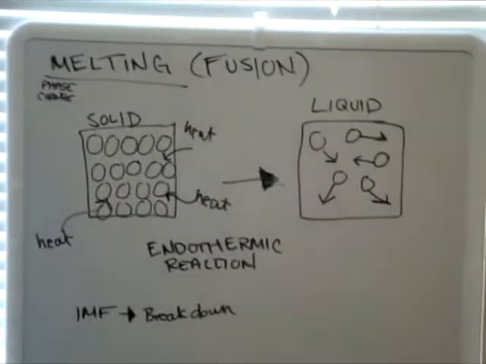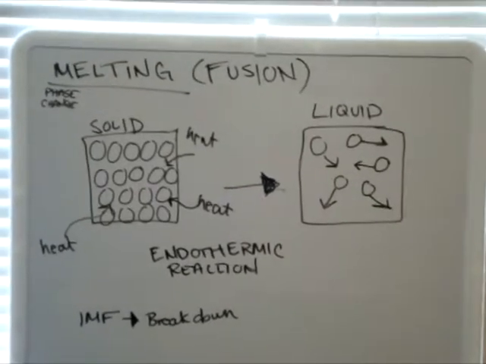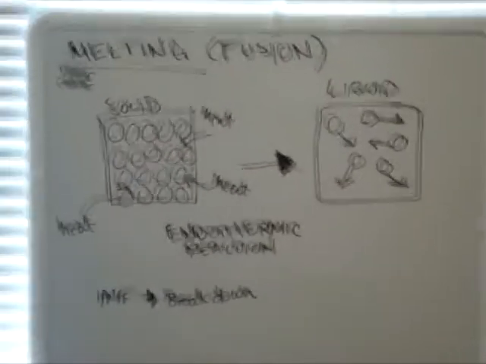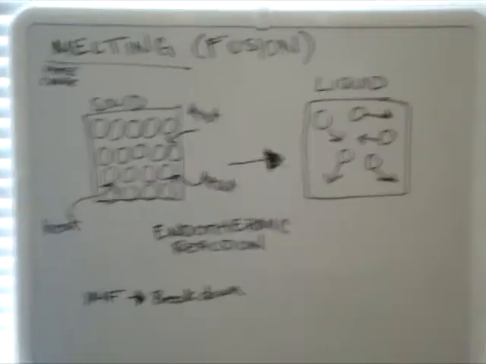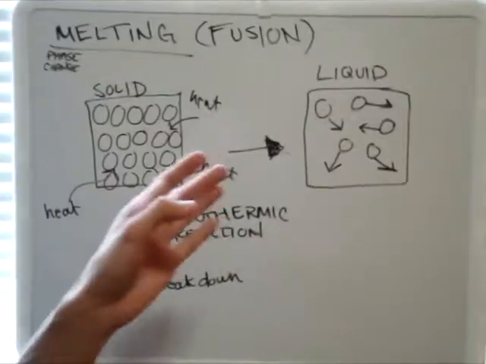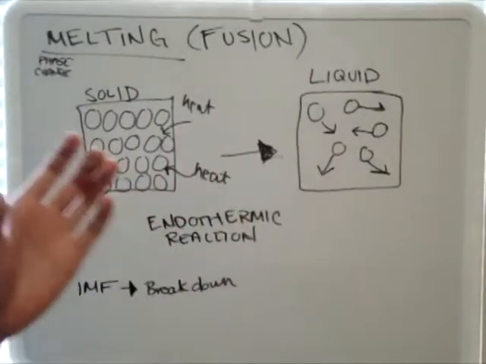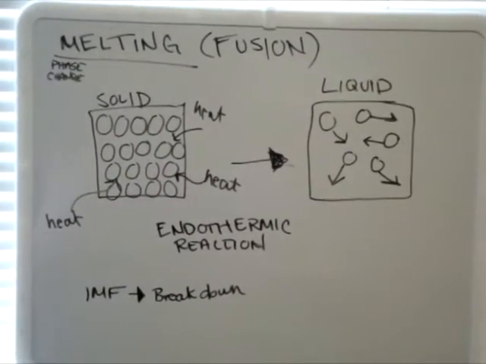Melting or fusion is an endothermic reaction from when a solid turns into a liquid. This is one of the phase changes. When a solid starts to melt, the intermolecular forces start to break down. This is when heat or energy is added to it. This turns it into a liquid. The particles start moving more, faster, and they collide with one another.